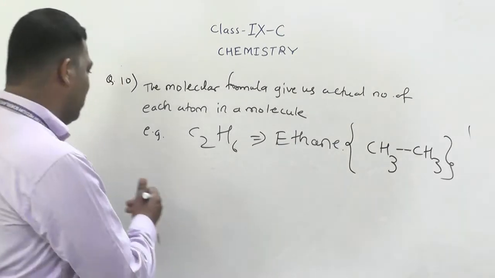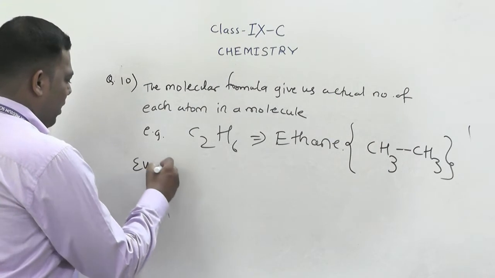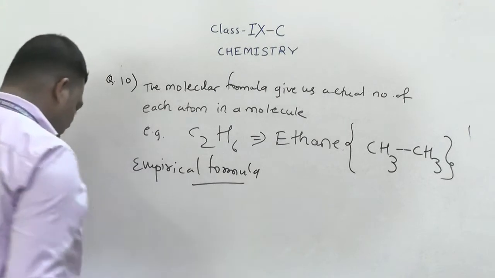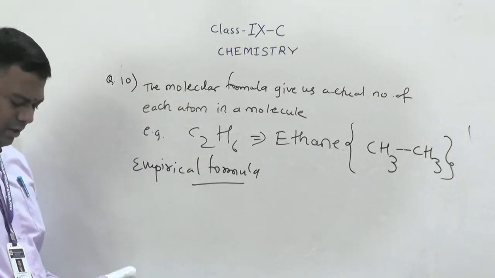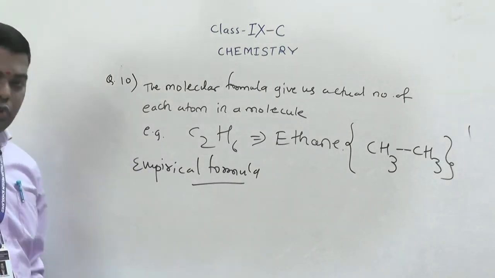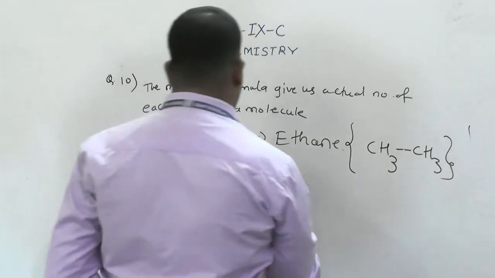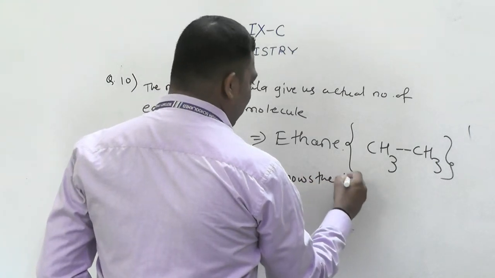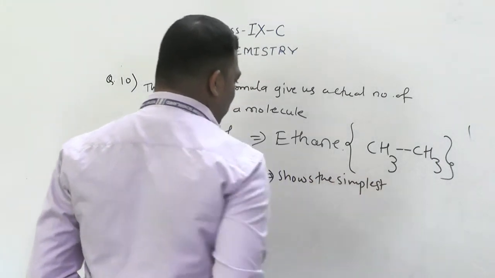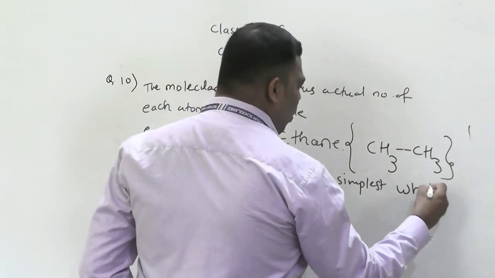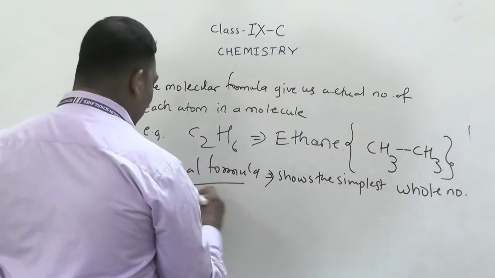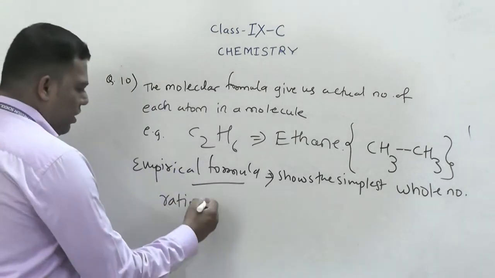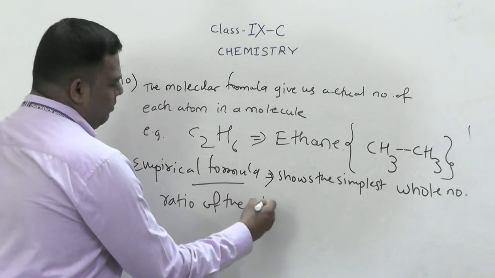Then, what is our next part? Empirical formula. So see, the empirical formula shows the simplest whole number ratio. Whole number ratio they are giving to us. Whole number ratio of the atoms.